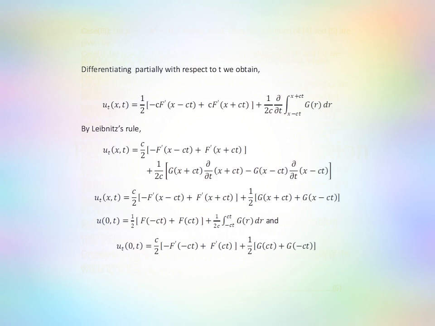So u_t(x,t) is equal to c by 2 times minus F'(x minus ct) plus F'(x plus ct), plus half of G(x plus ct) plus G(x minus ct). So u(0,t) equals half of F(minus ct) plus F(ct), plus 1 by 2c times the integral from minus ct to ct of G(r) dr, and u_t(0,t) is equal to c by 2 times minus F'(minus ct) plus F'(ct), plus half of G(ct) plus G(minus ct). This calculation is clear.